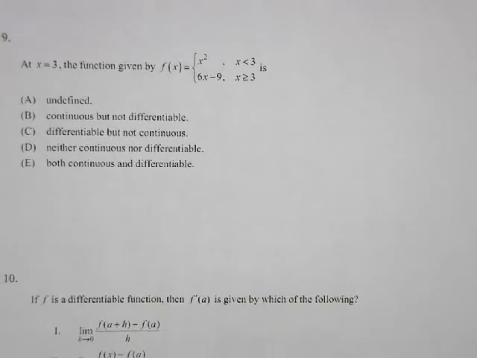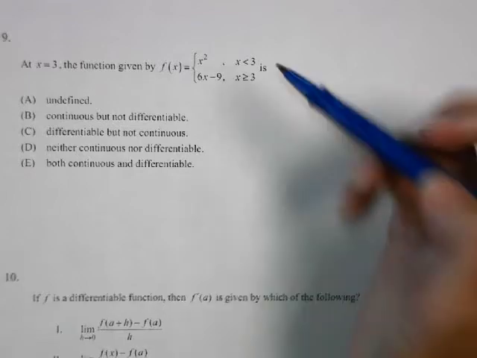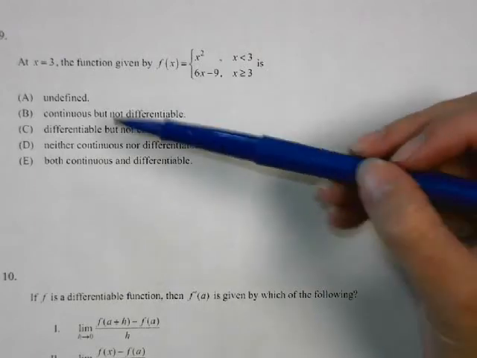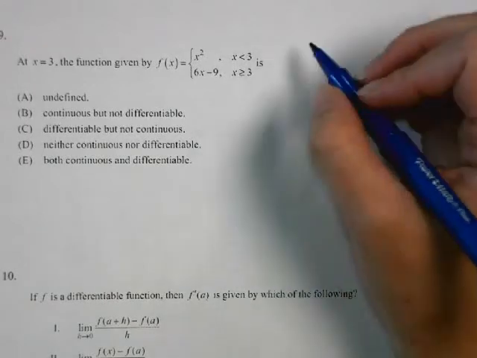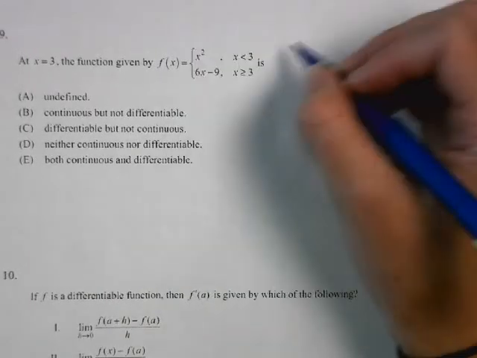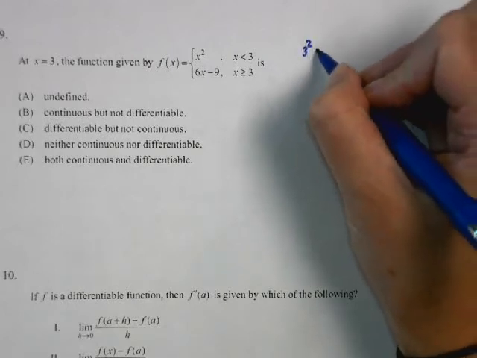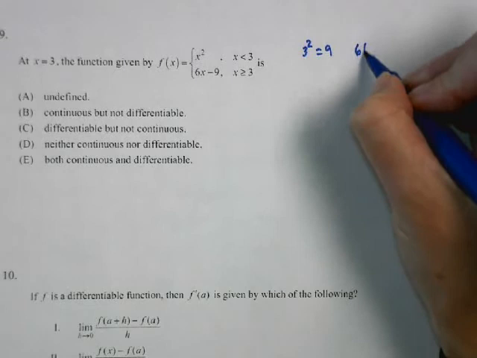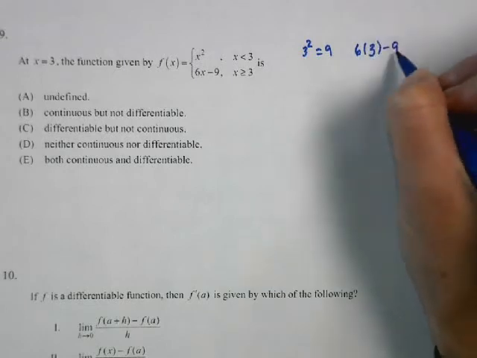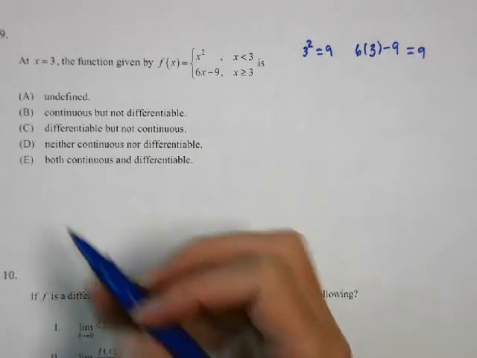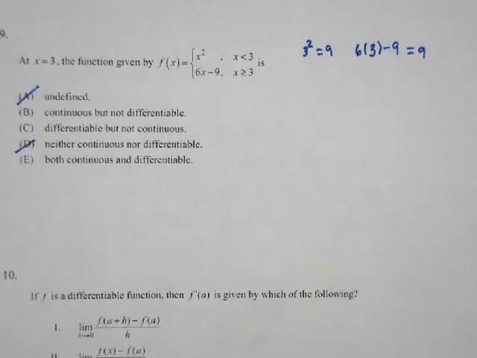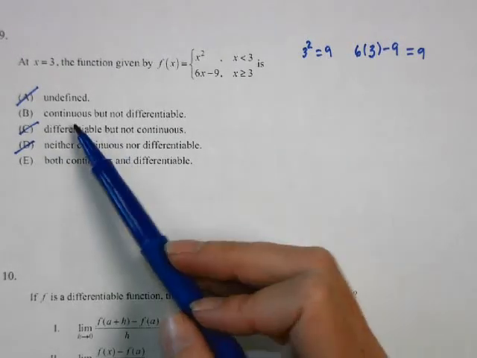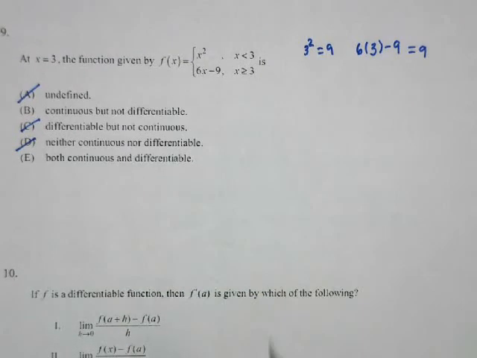At x equals 3, the function is given by this here. So basically we're trying to determine if it's continuous and if it's differentiable. So for continuous, we're going to plug 3 in and see if it goes to the same thing. So 3 squared is 9, and 6 times 3 minus 9, 18 minus 9 is 9. So it is continuous. Okay. So it's either continuous and not differentiable or continuous and differentiable. So we want to see if the derivatives at 3 are the same.